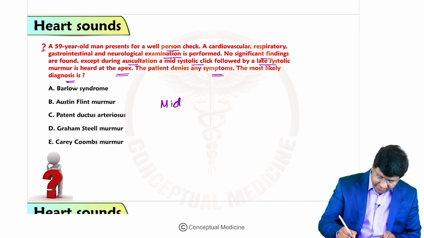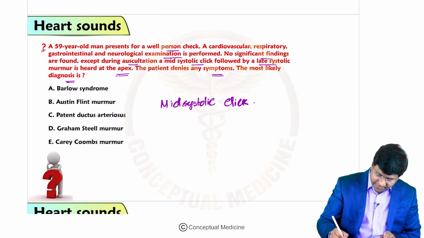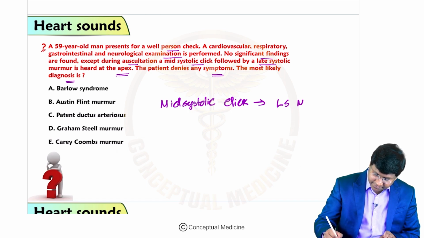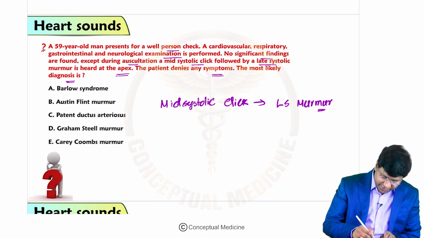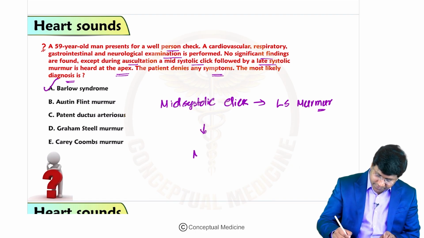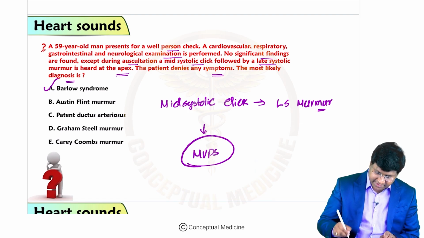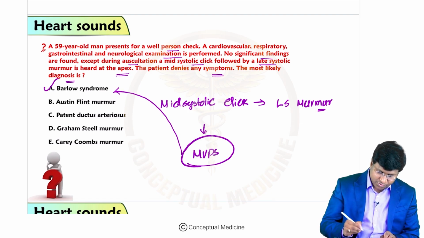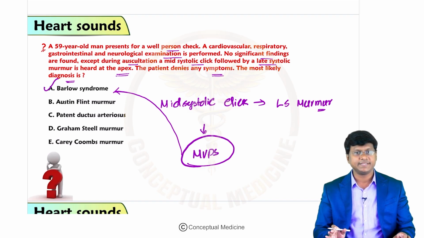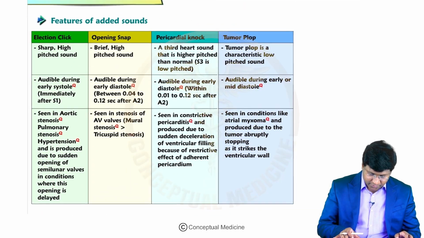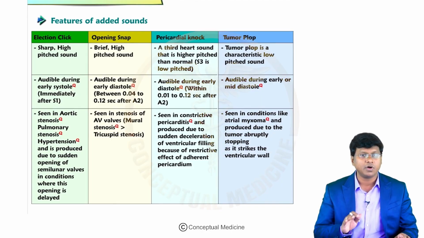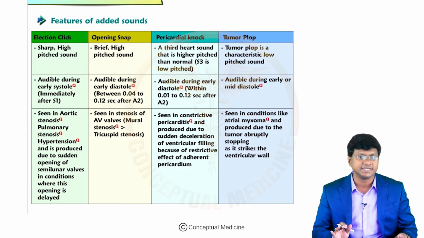Added sound. You have a mid-systolic click, followed by a late systolic murmur, right? So these added sounds, you will have that in patients with the mitral valve prolapse syndrome, MVPS. And what is another name of mitral valve prolapse syndrome? This is called the Barlow syndrome, right? And this particular table will show you the summary of all the added sounds whatever I have just discussed now.